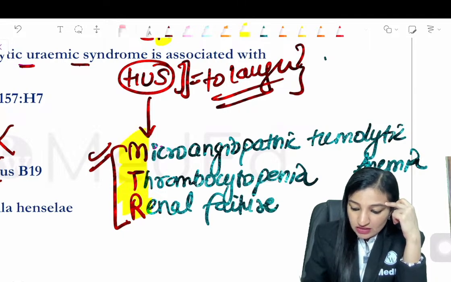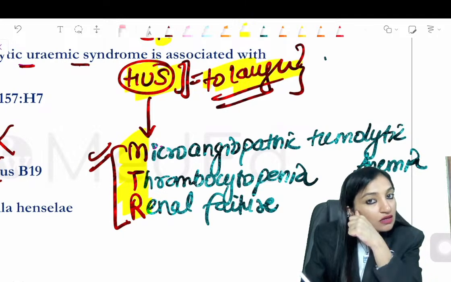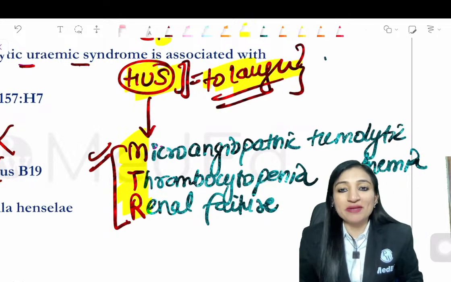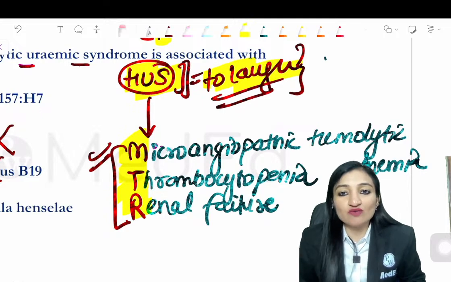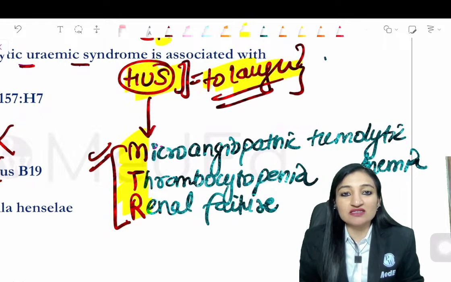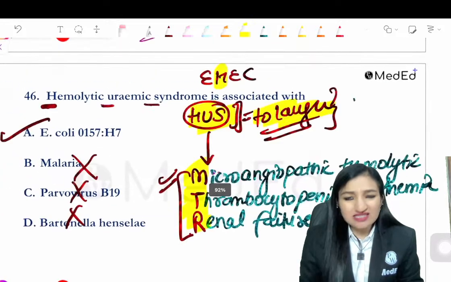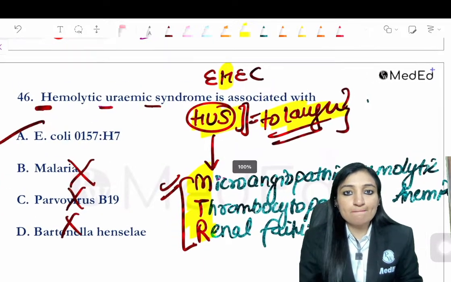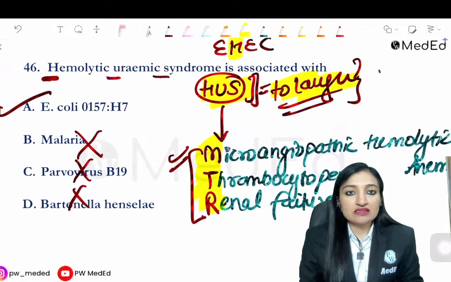So remember, enjoy MTR packets, watching some good comedy series on Amazon, like the recent one by Anubhav Singh Bassi. I really liked it personally. Okay, just a little memorizing tip, guys. The features of HUS, hemolytic uremic syndrome. Is it clear?